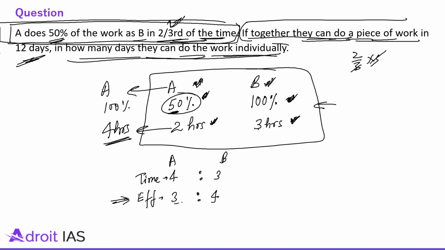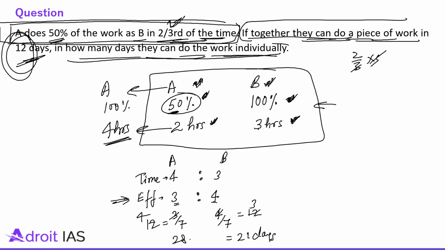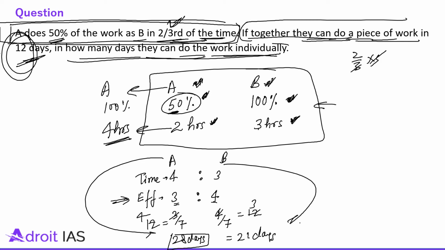So just add these two numbers, 3 plus 4 is equal to 7. So B is doing 4 by 7 and A is doing 3 by 7 work in how many days? In 12 days, right? So this is 3, so this is 21 days. And this is 4, so this is 28 days, right? So A is doing that work in 28 days and B is doing that work in 21 days, right everyone?